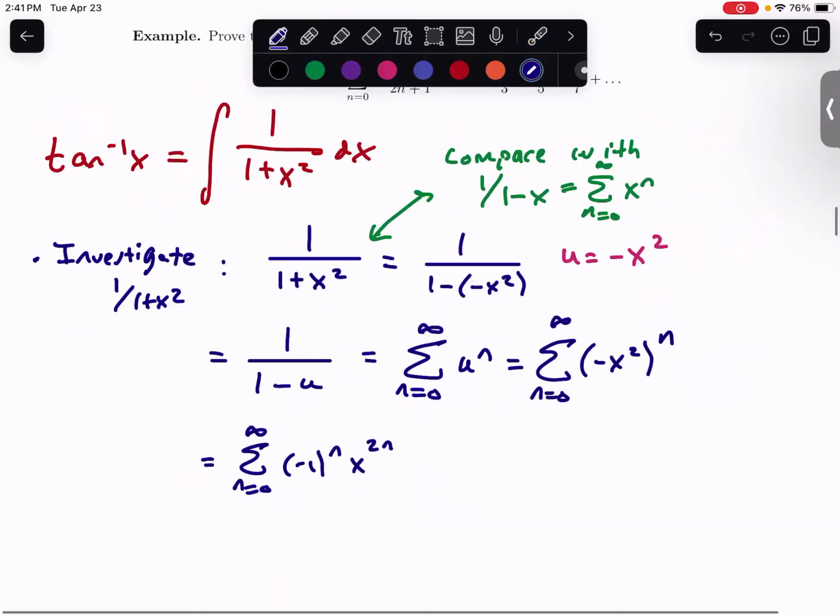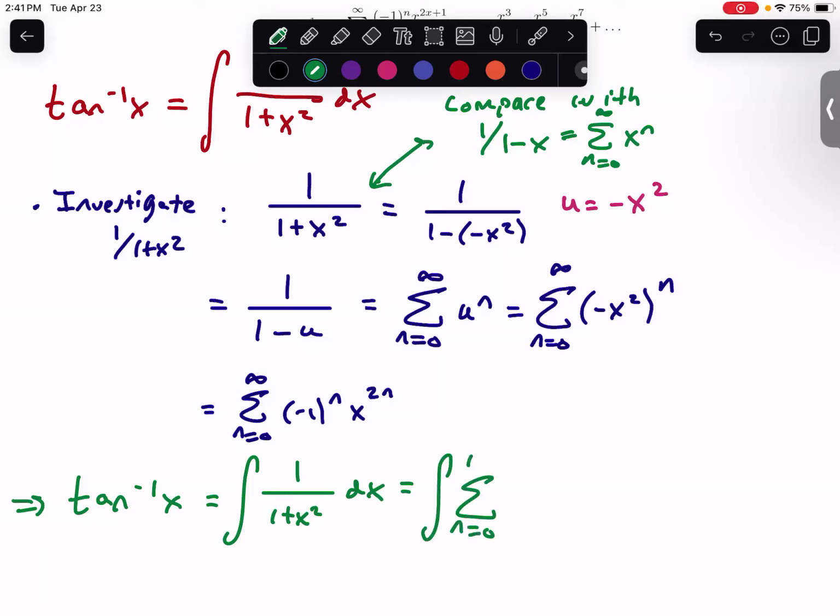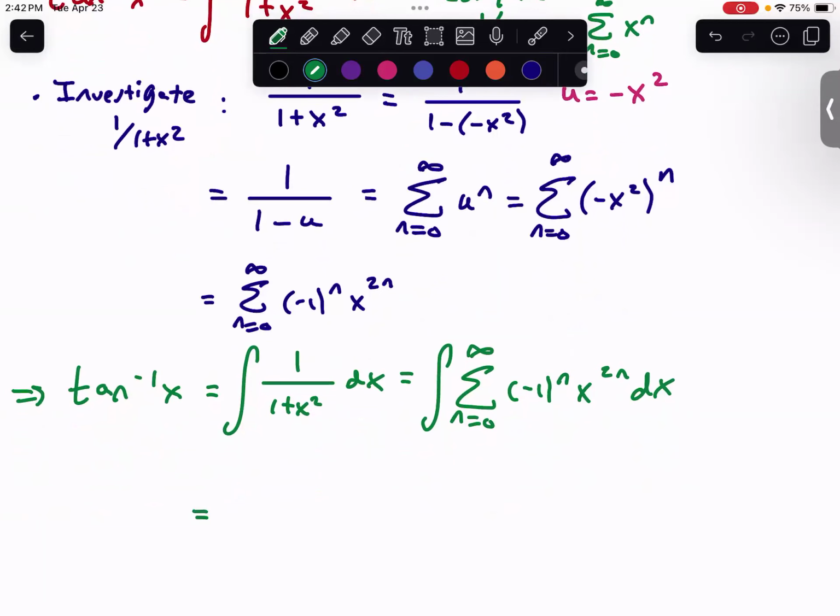So we end up having that inverse tangent of x is equal to the integral of 1 over 1 plus x squared dx. This is equal to the integral of the sum from n equals 0 to infinity of minus 1 to the n times x to the 2n with respect to x. So now we just integrate term by term. The only variable we have is this x to the 2n, so it'll be x to the 2n plus 1 over 2n plus 1.